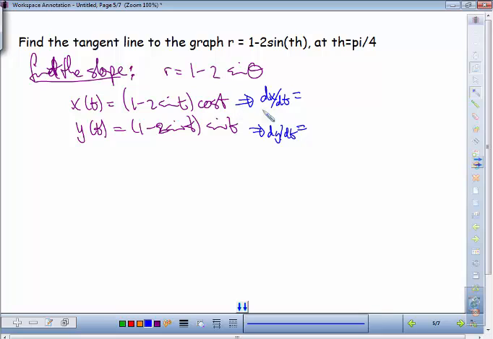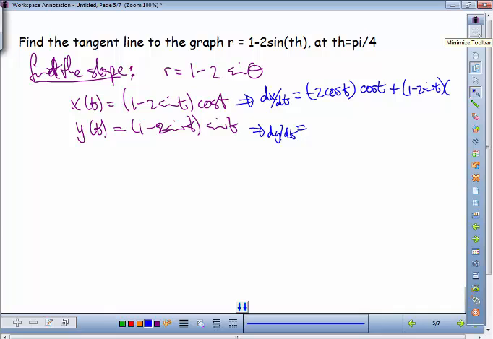So dx dt, derivative of the first times the second plus the first times derivative of the second. So derivative of the first, the derivative of sine is cosine positive, so that's negative 2 cosine t. Derivative of the first times the second plus the first times the derivative of the second. Derivative of cosine is negative sine, so don't forget about that.